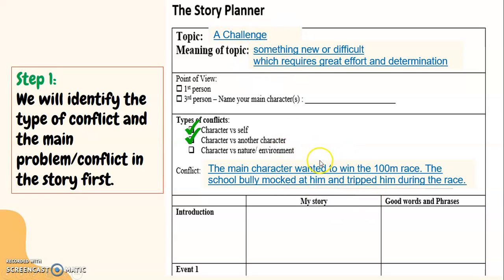So we do have a main conflict. He wants to reach the goal. He has to overcome that bully, number 1. Overcome something new. He is learning how to run a race. Overcome something difficult, which is he was in pain and yet he has to finish the race. So this is linking back to the topic.